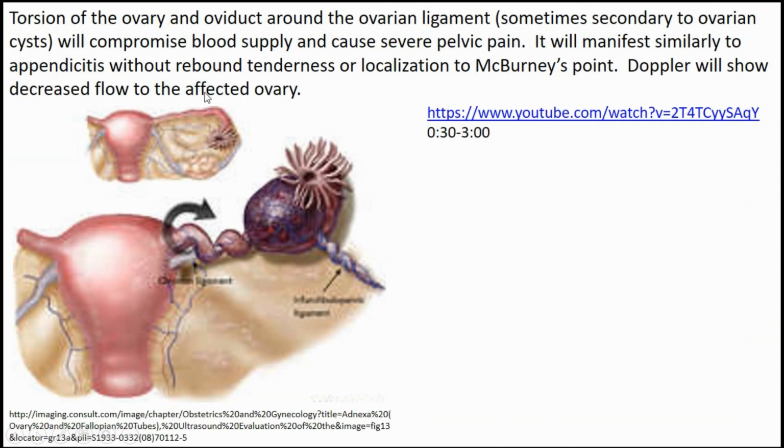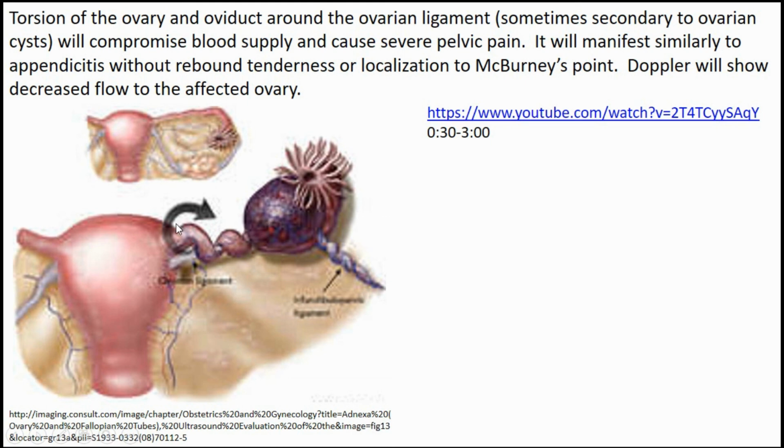Now, torsion of the ovary and oviduct can be incredibly serious. They can twist around the ovarian ligament, linking the ovary to the uterus, and twisting is going to shut off the blood drainage from those organs, and that's bad news. If you can't have venous return, the organs get swollen and painful. If you wind up with excessive torsion, you can also start compromising the arterial blood supply, but both are bad.